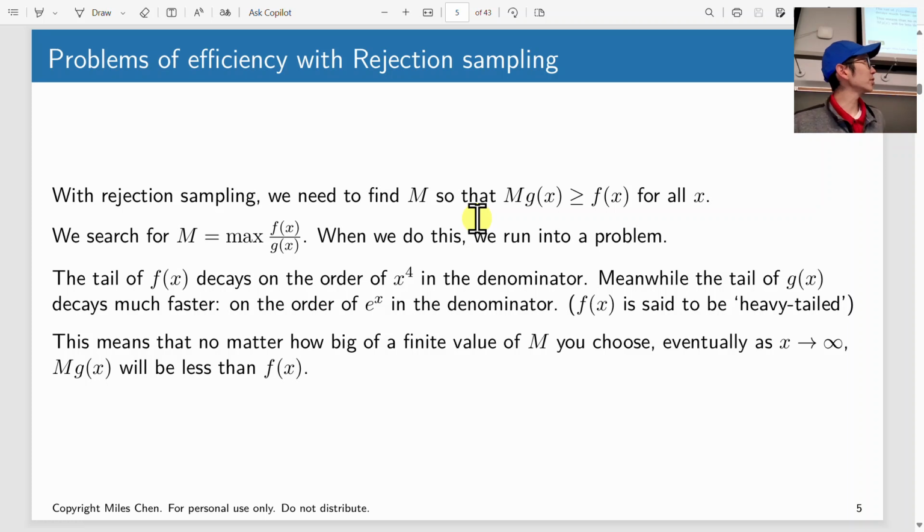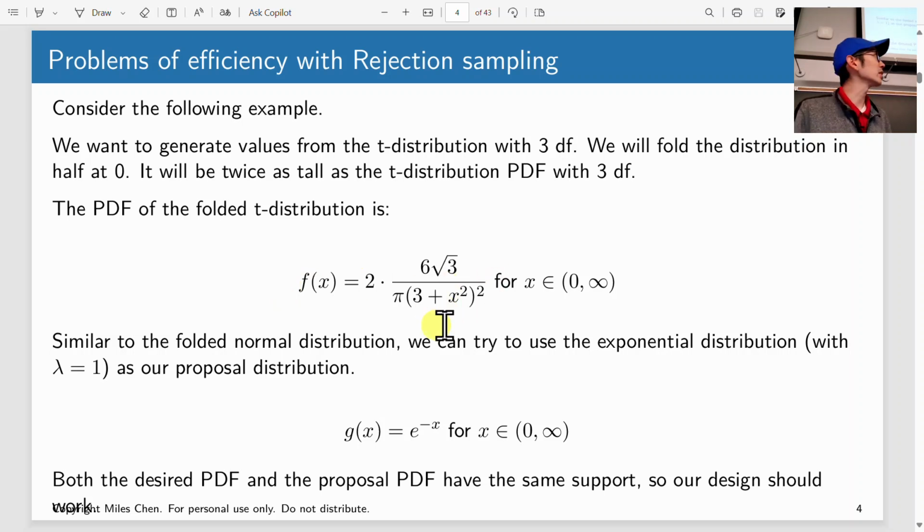What we need to do for rejection sampling is find a value m so that m times g of x is greater than f of x for all x. We said the most efficient choice for m is the maximum value of f of x divided by g of x. When we do this, we run into a problem because we look at the denominator of f of x, and we have 3 plus x squared, so it's on the order of x to the fourth power.